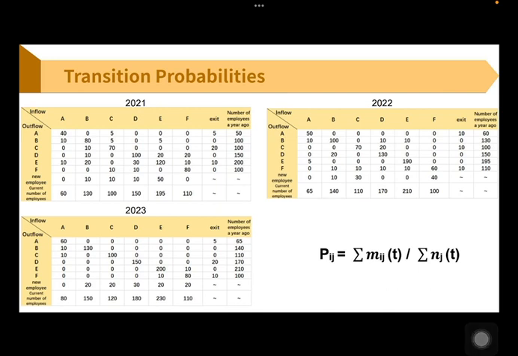Well, these 3 tables are transfer situations in 2021, 22, and 23. And the tables show the transfer situation, exit situation, and the initial number of employers in these 3 different years. So we will use this formula to calculate the transition probabilities. In this formula, Pij is the transition probability of employers transferring from job position J to job position I, and Mij is the number of employers transferring from job position J to job position I, and Nj is the initial number of employers in job position J.